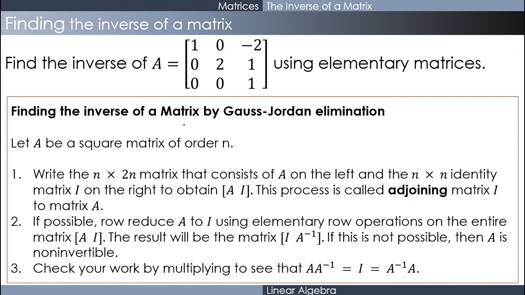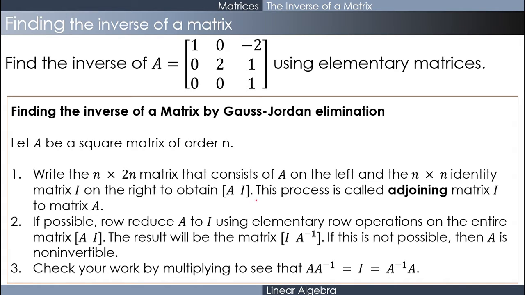Finding the inverse of a matrix by Gauss-Jordan elimination. So let A be a square matrix of order n, then follow these three steps. First, write the n by 2n size matrix that consists of A on the left and the n by n identity matrix I on the right to obtain the matrix [A I]. This process is called adjoining matrix I to matrix A.